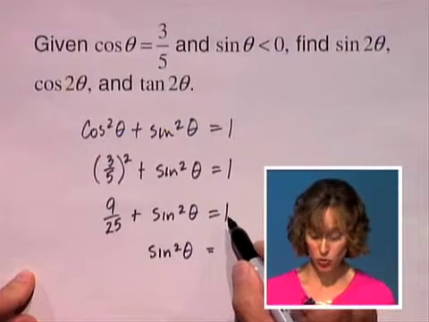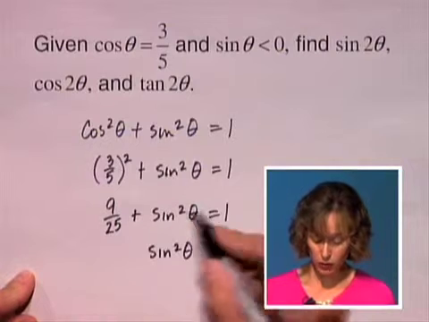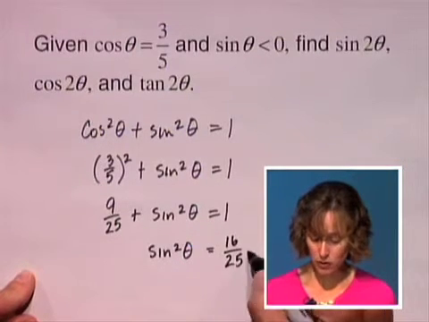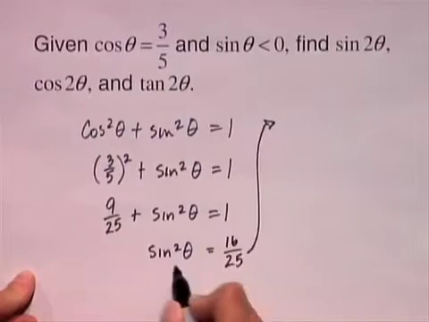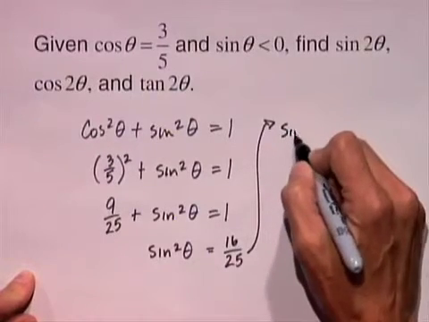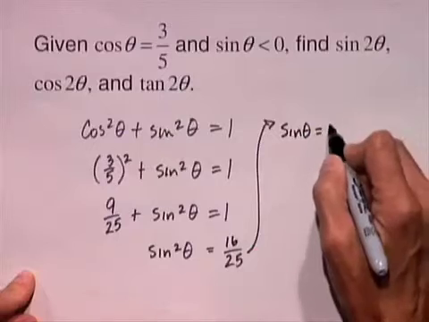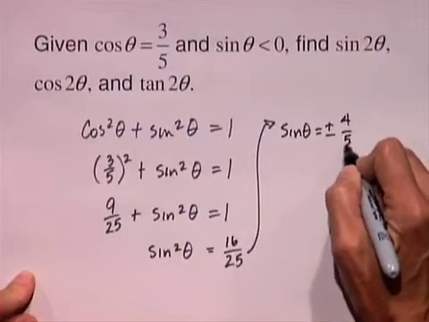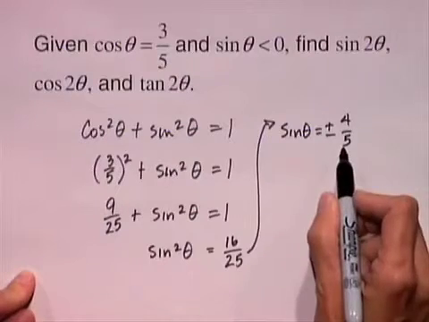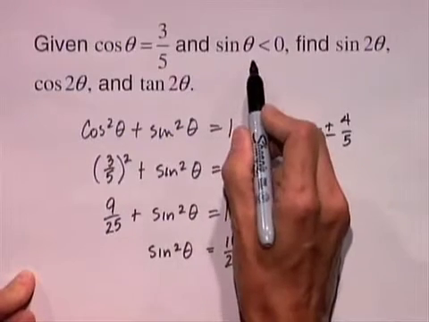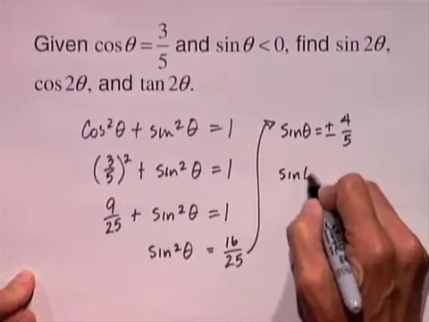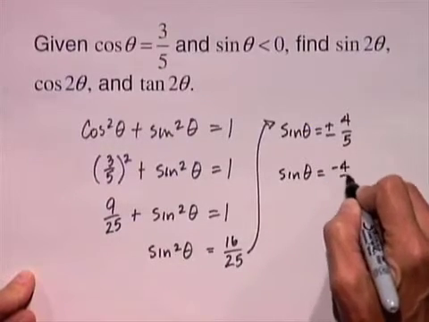Now I'm going to solve for sine squared by subtracting 9/25 from 1. 1 is the same as 25/25. 25 minus 9 is 16/25. Now at this point I'm going to take square roots of both sides, and I have to think this through. Sine of theta is both positive and negative the square root of 16/25, which is 4/5. But I'm told that the sine of theta is less than 0, so I'm going to keep negative 4/5. Sine of theta is negative 4/5.